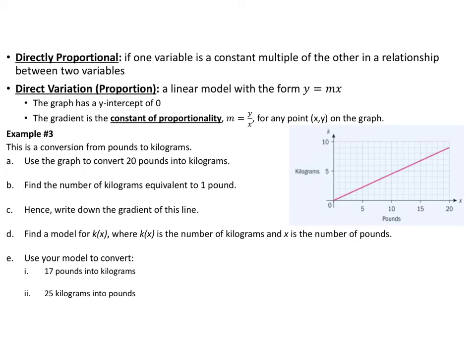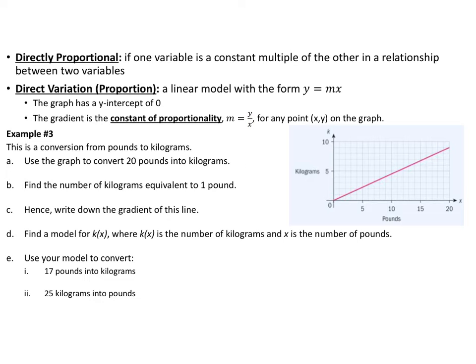Some more notes about linear functions and models. One of them is directly proportional. So if a model is directly proportional, that means that one variable is a constant multiple of the other. We also call this a direct variation, which is anything that is of this form. So a linear model of the form y = mx, which means your y-intercept is always 0 because you always just multiply one variable by something to get the other variable. The gradient, we call it the constant of proportionality, and because the y-intercept is 0, for any point (x, y) on the graph, the gradient or the constant of proportionality is always just the y-coordinate divided by the x-coordinate.